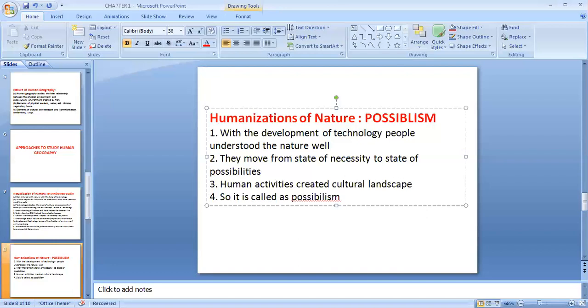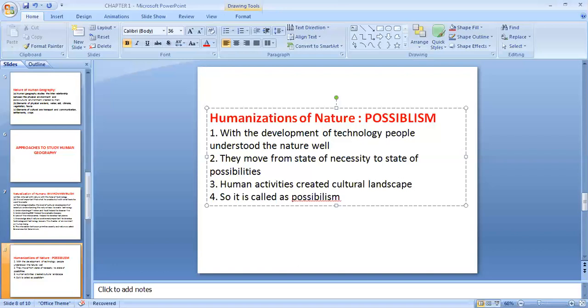In his book, he wrote there, the true and only geographical problem is that of utilization of possibilities. There are no necessities, but everywhere possibilities. And the man, as the master of these possibilities, is judge of their use.